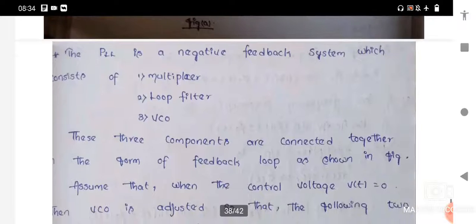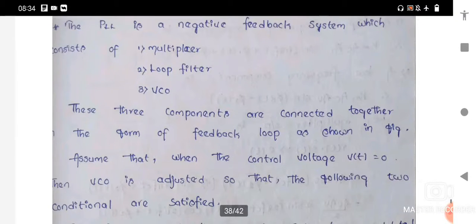So the PLL is a negative feedback system. It consists of a multiplier, loop filter and VCO. Based on these three components, the PLL forms a negative feedback system. These three components are connected together in the form of a feedback loop, as shown in the figure.